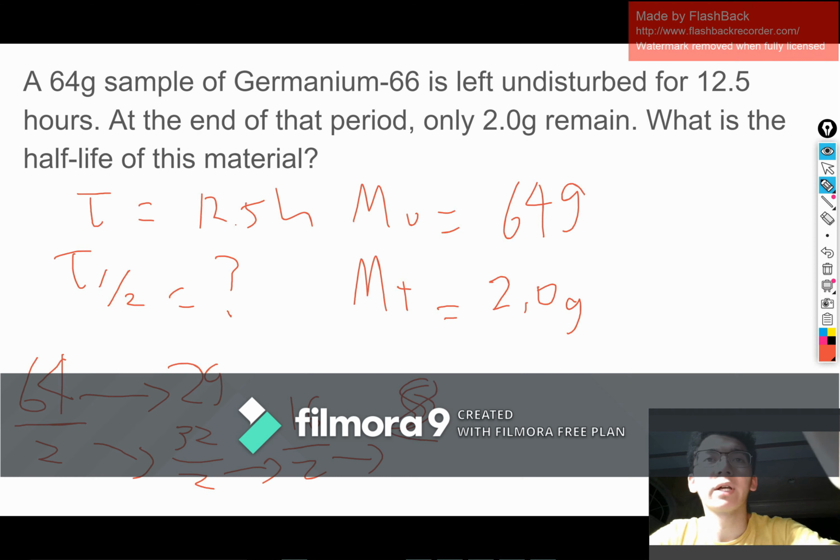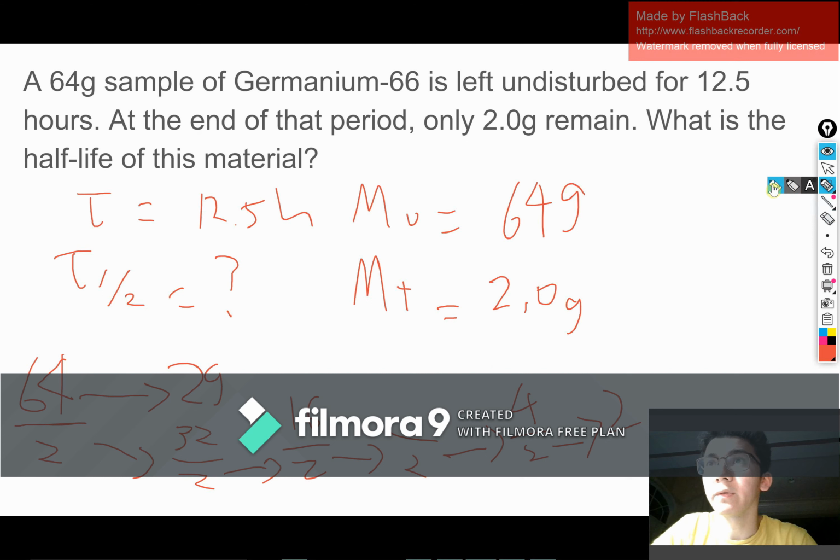Sorry, let me erase this 8 here. That's horrid. All right, there we go, much better. Then we have 4, and finally, after that, it leads us to 2. Now we have to count how many half-lives we have here. The first we have 1, 2, 3, 4, and finally 5 half-lives. So we have a total, let's write this down here, of 5 half-lives.